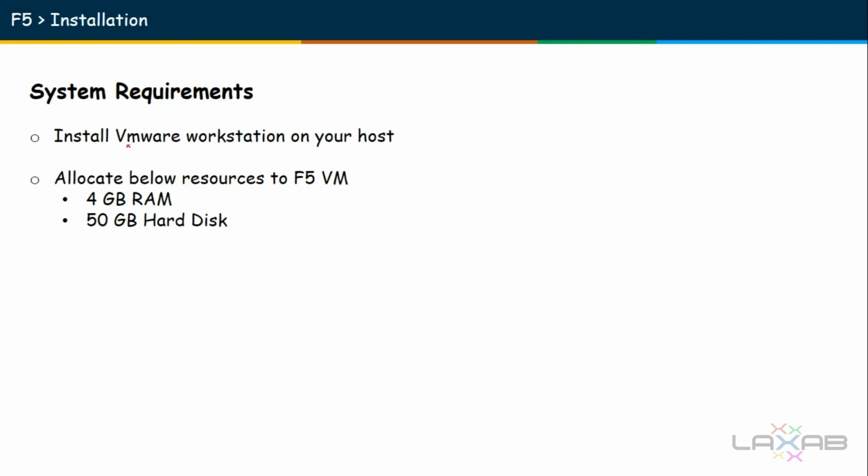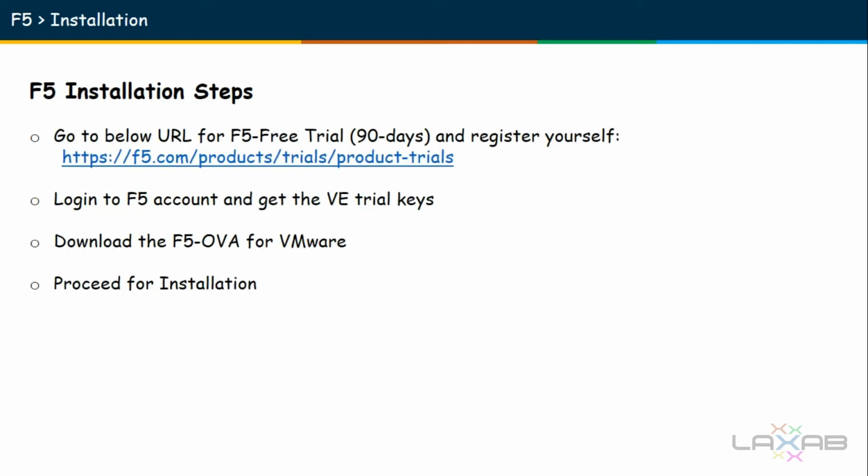So the first thing, you need to install VMware Workstation on your host. For the detailed configuration of VMware Workstation so that we can use it for the VMs, you can follow the video that I have specifically made for VMware Workstation. The key point is that you need to install VMware Workstation on your host. Your VM, that is the F5 virtual machine, will have 4 GB of RAM and 50 GB of hard disk.